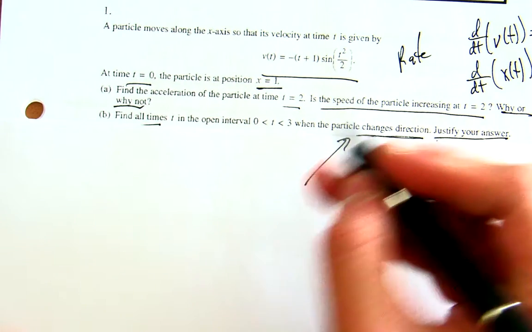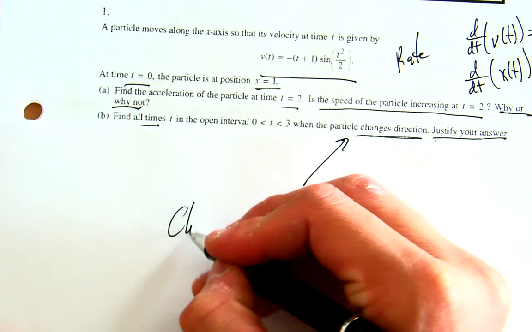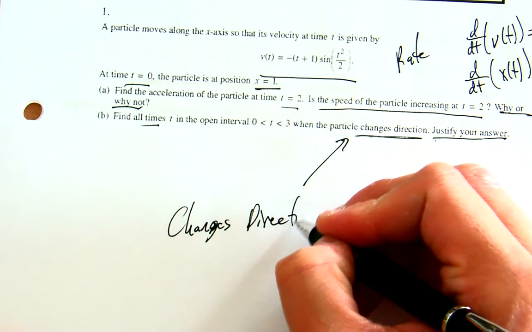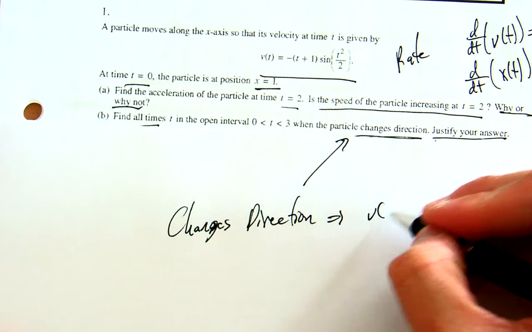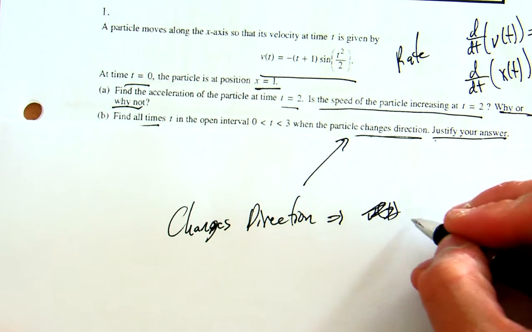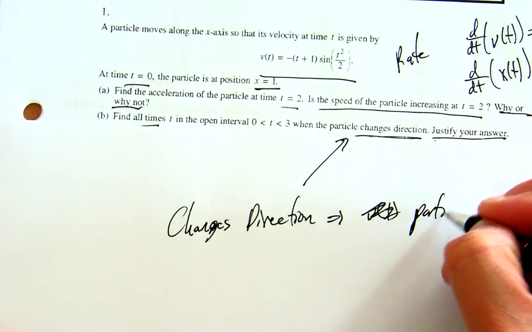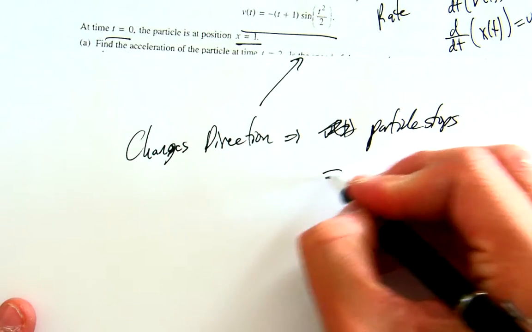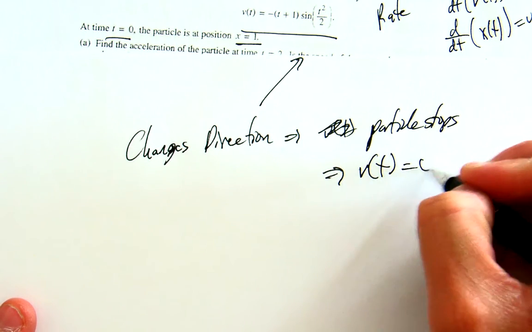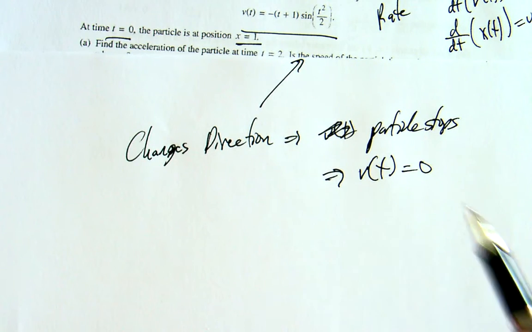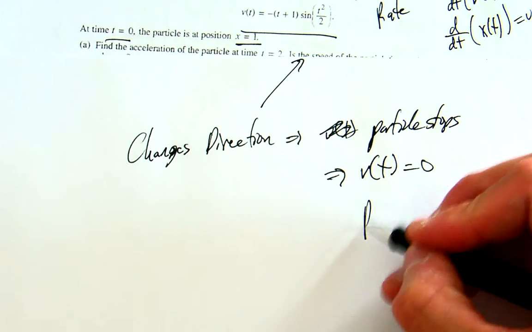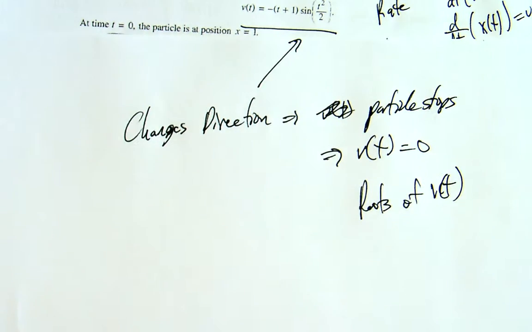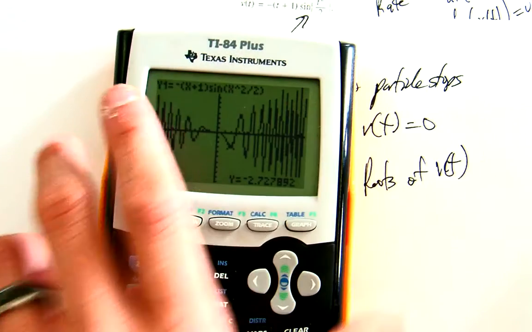So changes direction implies the particle stops. And when it stops, this implies the velocity, v of t, clearly has to be 0 for this to occur. So basically, we need to find the roots of v of t, which is cool because we already have it in our calculator here. So let's go back.